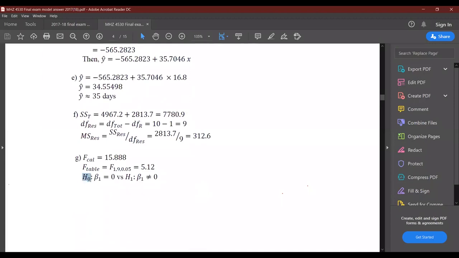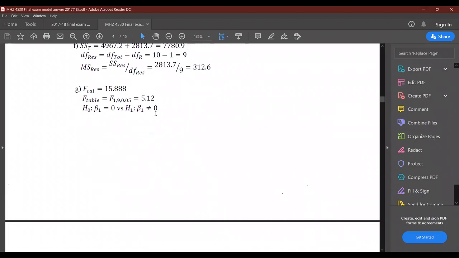So H naught and H1 are just two hypotheses, right? H naught means hypothesis 0, H1 is hypothesis 1. In one hypothesis, they are considering beta 1 as 0. In another hypothesis, they are considering beta 1 is not equal to 0. So hypothesis means they are just assuming a theory, and they are going to check whether that theory is correct or not. That is the concept behind a hypothesis, right?